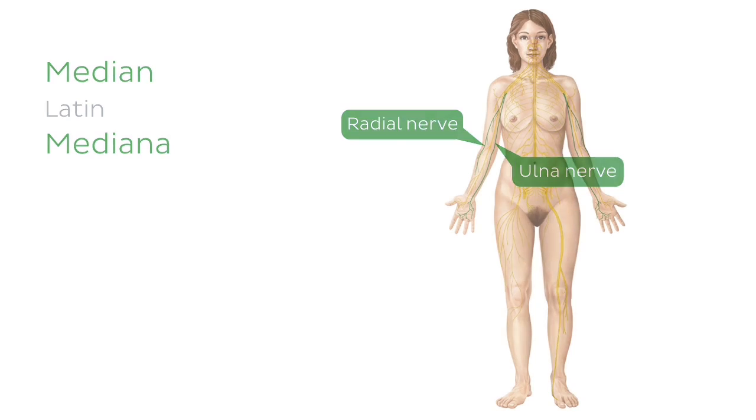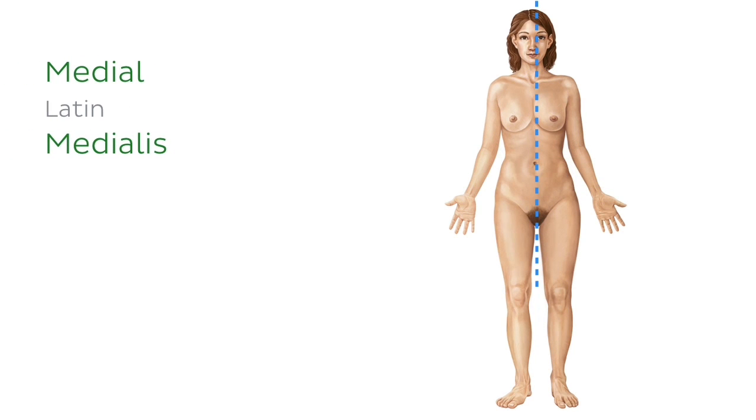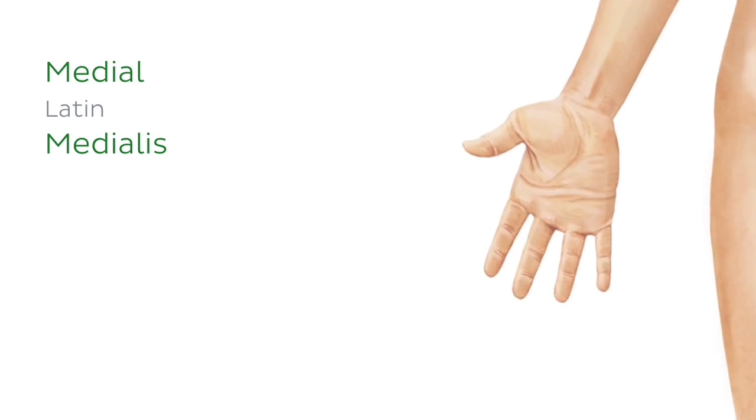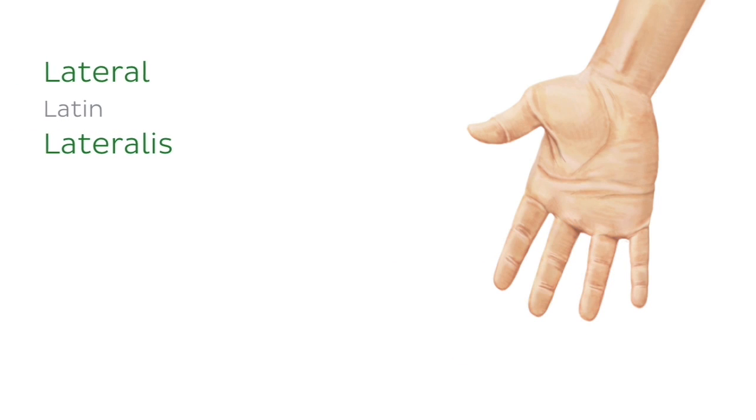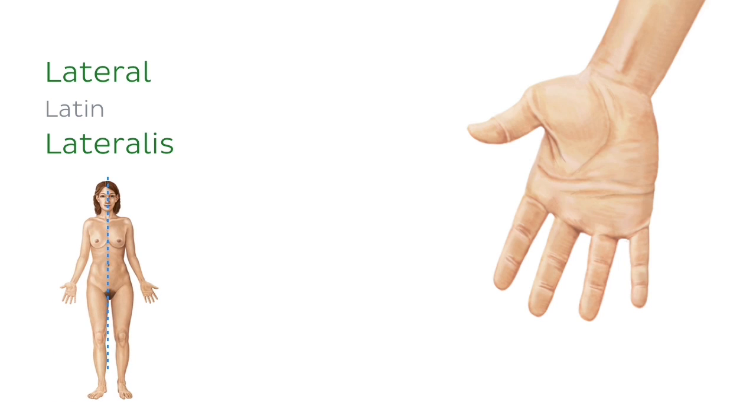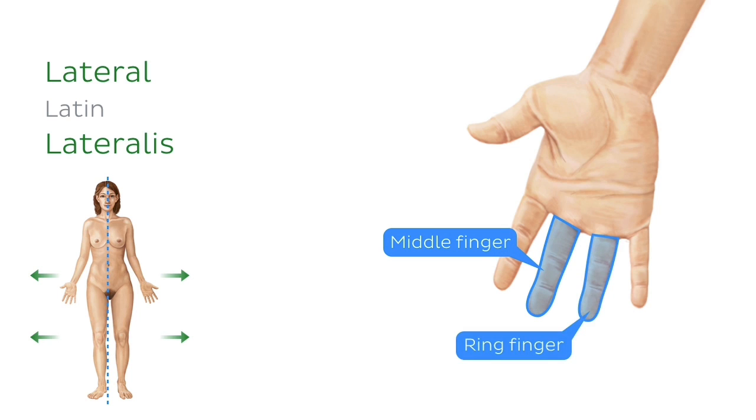Medial is a term closely related to and often confused with median, and it's used to refer to something located or pointing towards the median or the midline, or when a body part is closer to the median than another. For example, your ring finger is medial to your middle finger. The opposite of medial is lateral, and it's a term used to describe when a body part is situated or points away from the midline and towards the side of the body. So using the example we used before, we can say that the middle finger is lateral to the ring finger.